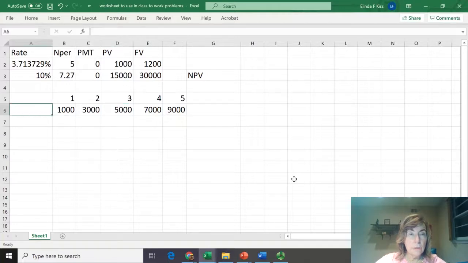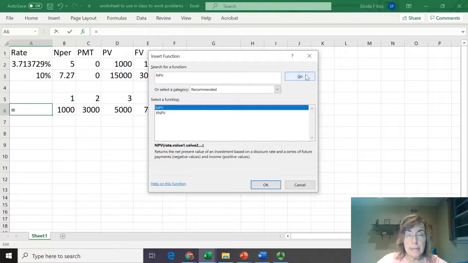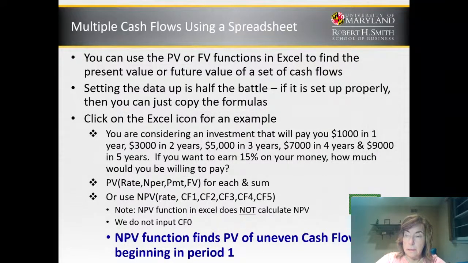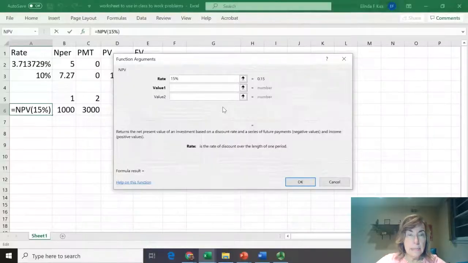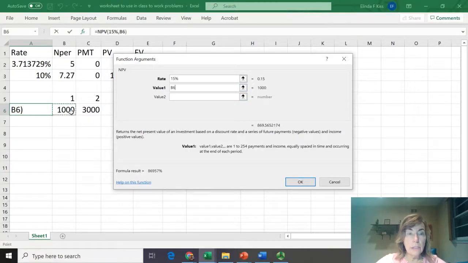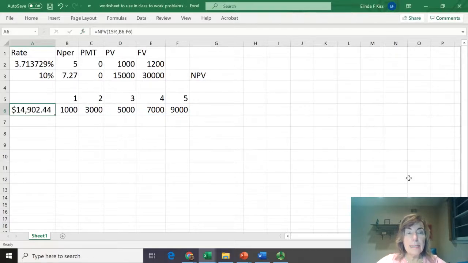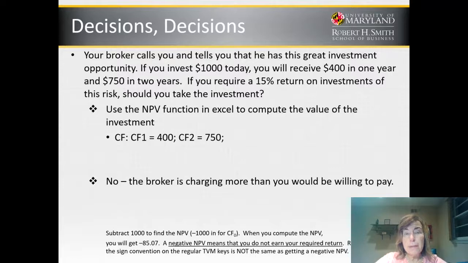And now I'm going to use the NPV function. So I go up here and I click on function, and I'll type NPV and click go. And it gives me some choices, and I'm choosing the one that's NPV. Now the rate that I said I wanted to earn is 15%, right? So I'll put in 15%. Now, I can type in each of the values, or I can just drag this across here and do it that way, and it gives me an answer. And it gives me an answer with 2 places after the decimal. This is worth $14,902.44.